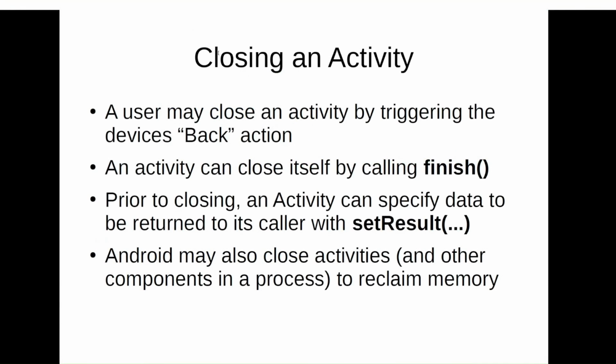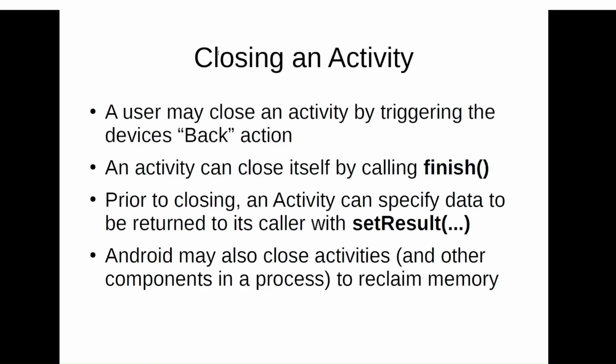Essentially, activity B, or second activity, can be closed if a user triggers a back action. That could be clicking on the back button, or in some devices or versions of Android, swiping on the screen. An activity can also close itself with a call to the finish function. And then there are variations on this where a caller can close a called activity.